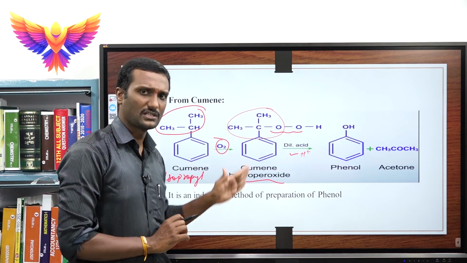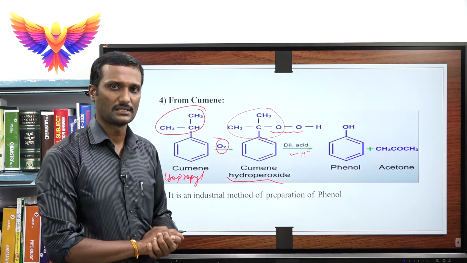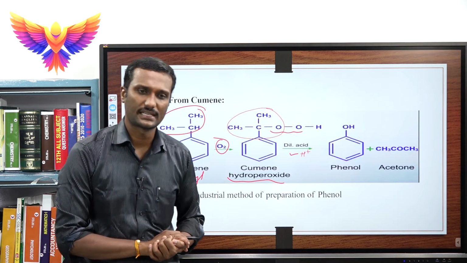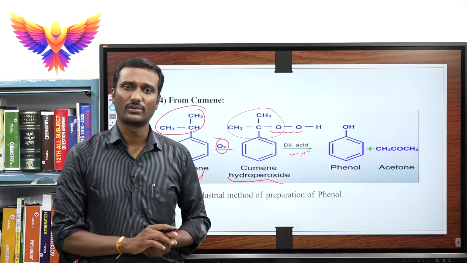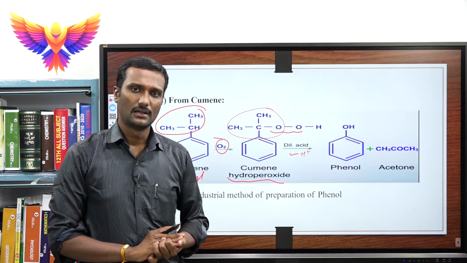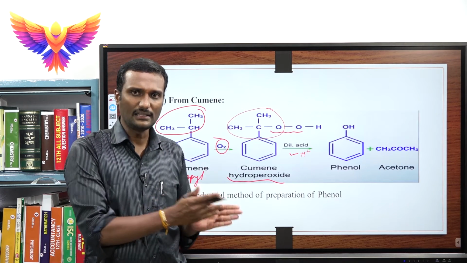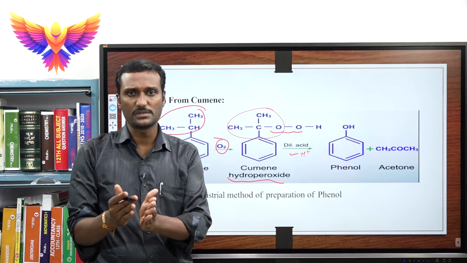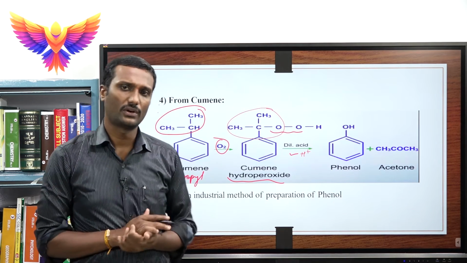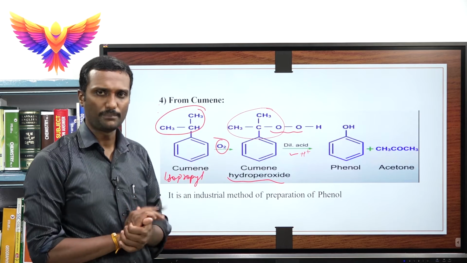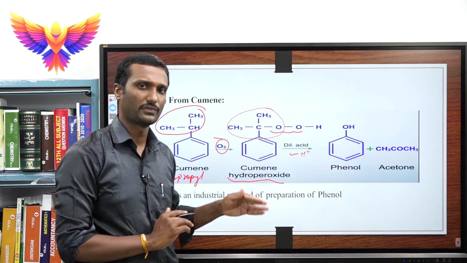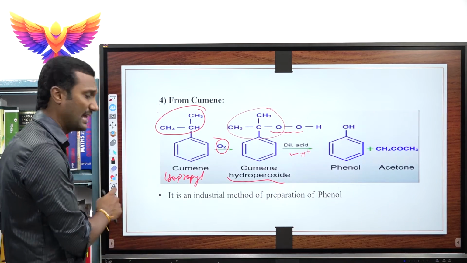This is one reaction out of the 4 methods of preparation. The first is from chlorobenzene, the second is how to prepare phenol from benzene, the third is from haloarenes, meaning we use the aniline diazonium salt, and further warming with water you will get phenol, and the last is the Cumene process. So very important, out of the 4, they will usually ask about the Cumene process.